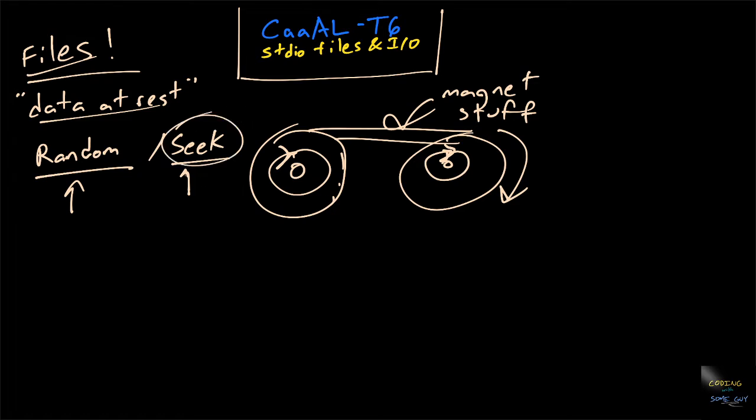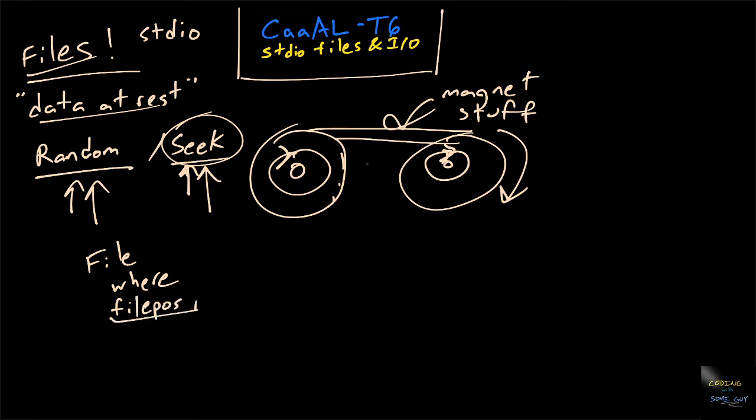Now, pretty much everything that's built into stdio that we're going to be using for files, the standard input output, is seek based. It's not random based. So there's an implicit notion whenever you open up a file: you've got something associated with it, which is where. This is more formally called your file pos, where the tape is in this particular file. I can read ahead, and when I read ahead, the tape moves and I get the bytes that were there and read them into memory, and that's all cool.